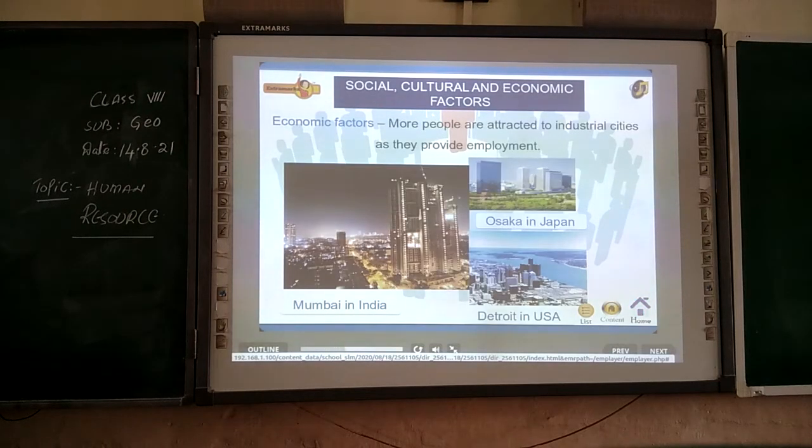Economic factors. More people are attracted to industrial cities as they provide employment. Mumbai, India, Osaka in Japan, and Detroit in USA are the important places.